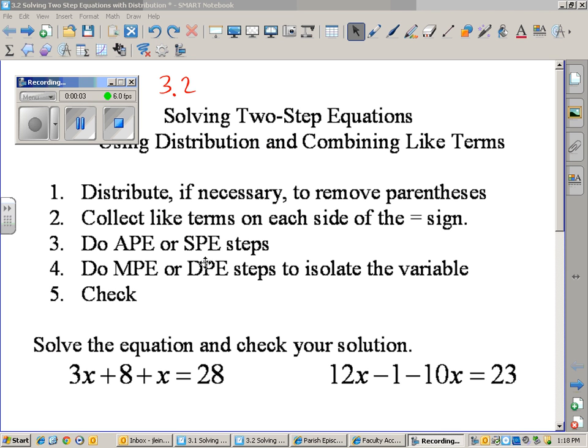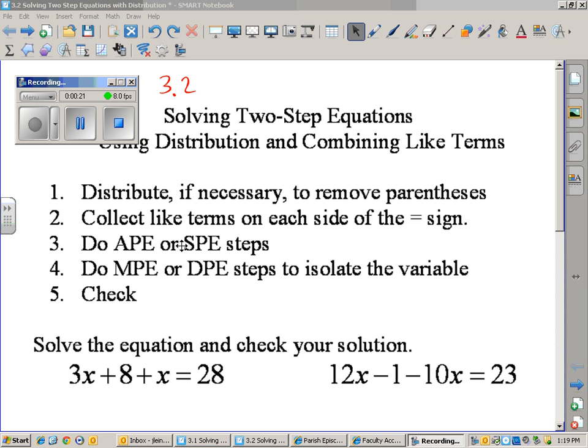Okay, friends, here we go. More solving equations. We're going to have two-step equations like we did in 3.1, but actually we've got a couple different steps we're going to have to take before we can even get to just having a two-step equation. They're getting a little bit more complicated, but not harder.